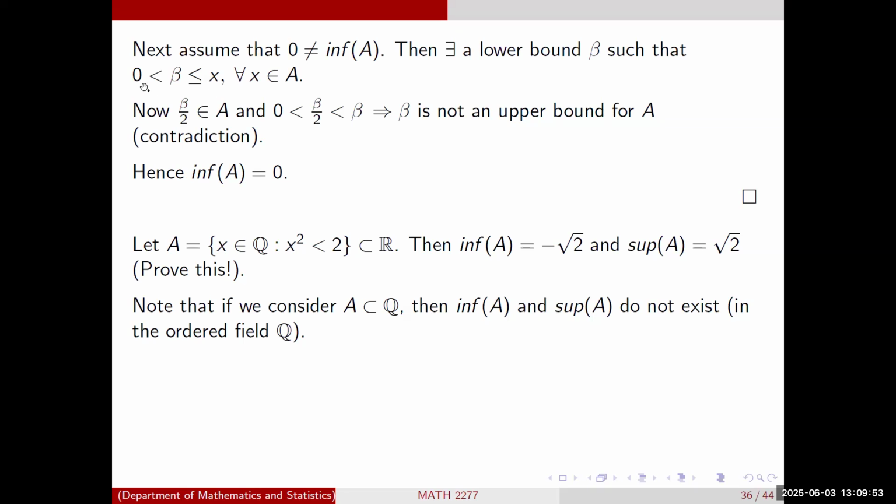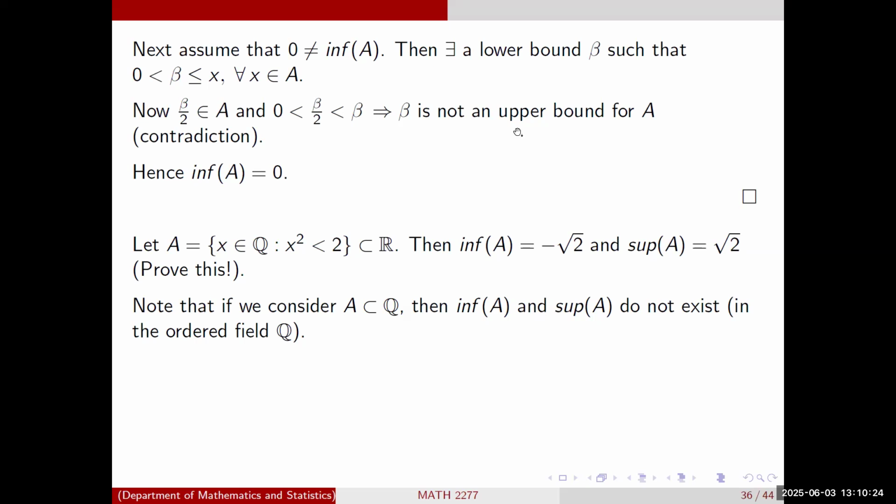Take the average. What is the average of 0 and beta? So (0 plus beta) over 2, right? Of course, you don't need to write the 0, but that's the number you see here. So now beta over 2 belongs to A because A is an interval. And beta over 2 is strictly between 0 and beta. So this is an element belonging to the set which happens to be smaller than a lower bound.